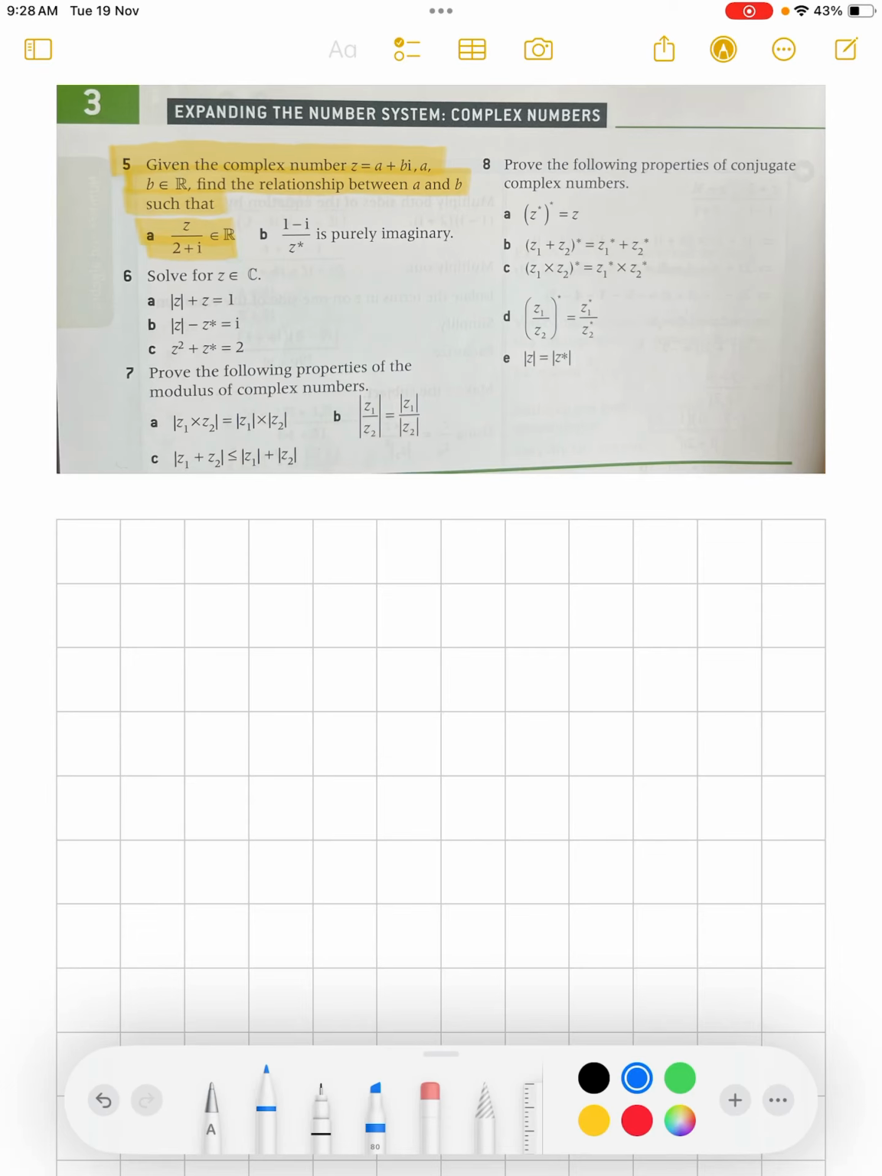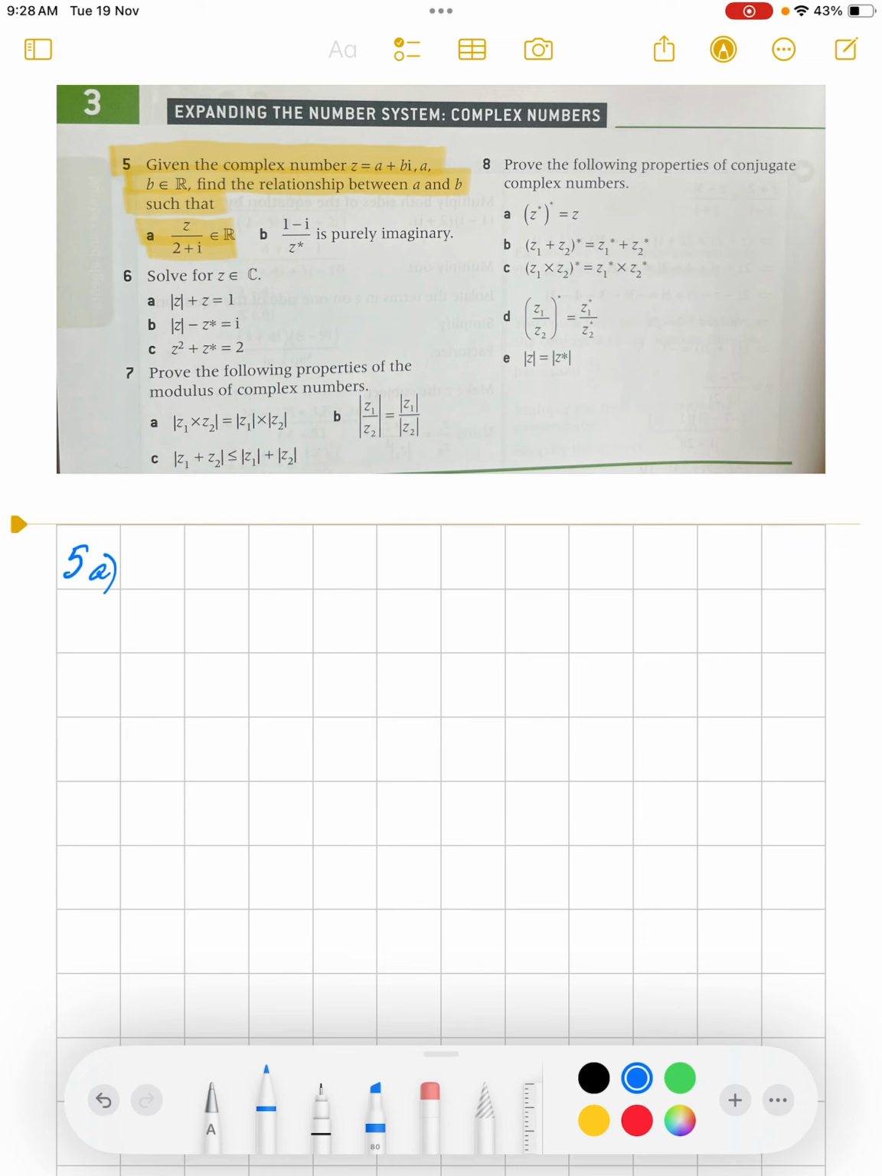Well, thank you for joining me on exercise 3G. I'll be looking at question 5A. This says, given the complex number z equals a plus bi, so z is a complex number and a and b are both real numbers. Find the relationship between a and b such that when you take our complex number and divide it by 2 plus i, that is an element of the real numbers.